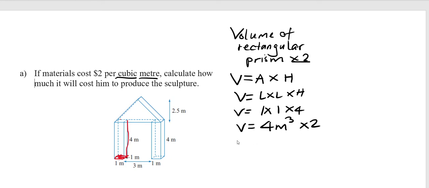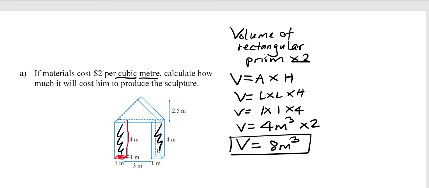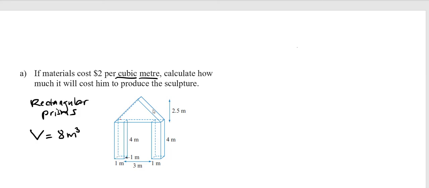So the volume of both will be equal to 8 meters cubed. So that is for both. I have found the volume of 1 and 2. Now I need to find the volume of this triangular prism that's sitting on top. And once I find that, I add it to my rectangular prisms, the 8, and I've got the total volume.